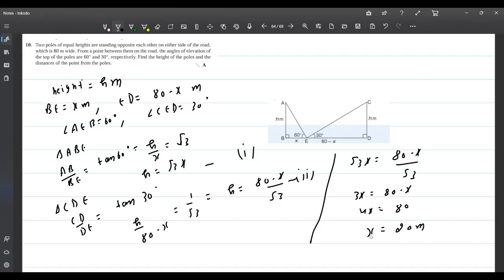and distance of a point from the pole, one pole is 20 meter and substitute in equation 1 we get height is equal to 20 root 3 meter. So height of a pole is 20 root 3 meter and the distance is 20 meter. Suppose that this is 20, this is 60 and height of pole is 20 root 3. Now move to the 11th question.